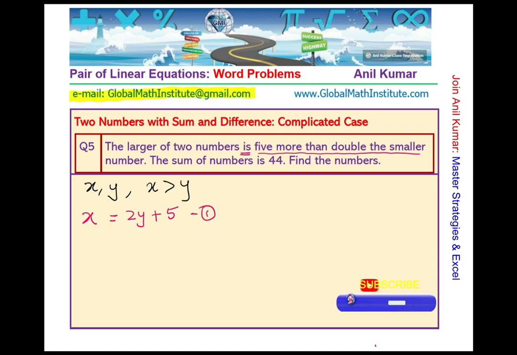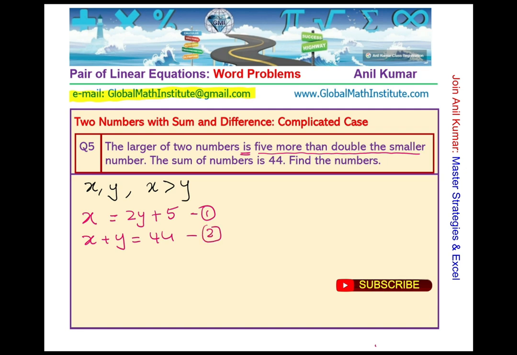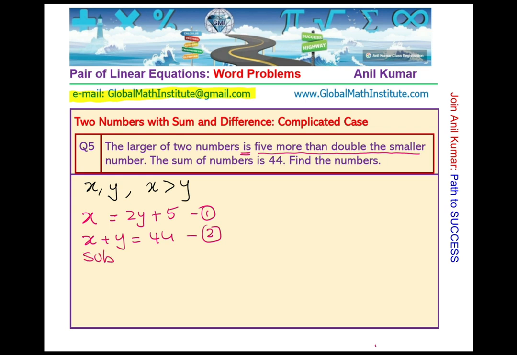Now second, the sum of numbers is 44. Very simple. So x plus y is 44. Correct. So here what should you use? Since we already know x in terms of y, method of substitution here is good, right? So you will substitute 1 into 2. As soon as you substitute, what do you get? x is 2y plus 5. So we get 2y plus 5 plus y equals 44.